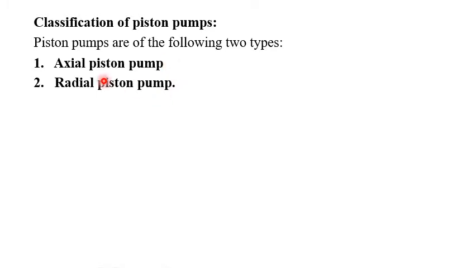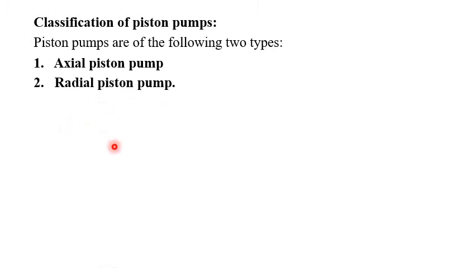Axial piston pumps can be either bent axis configuration or inline configuration. That means axial piston pumps are again classified into two types: one is the bent axis piston pump and the second is the inline piston pump. And the second main classification is the radial piston pump. In this case, the pistons are arranged radially in a cylinder block, hence the name radial piston pump.